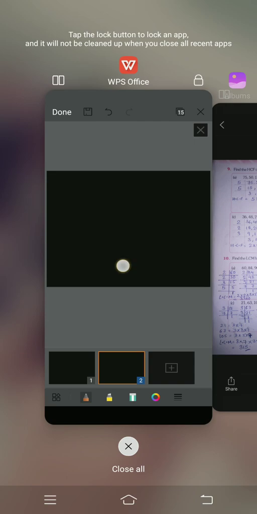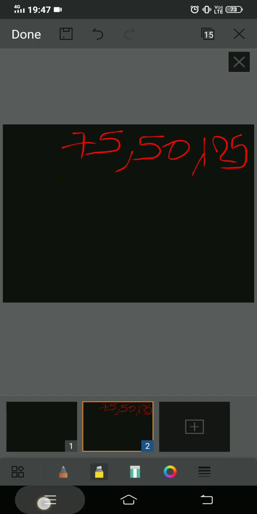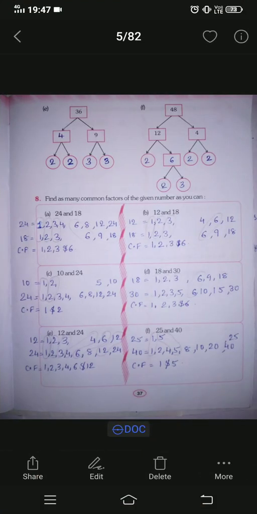So the first question is 75, 50 and 125. So what we need to do here, children, is we need to see a common factor. Now you know what a factor is, you know what factors are. And in the last lecture I had also taught you how to find out the common factors here. I taught you how to find out the common factors.